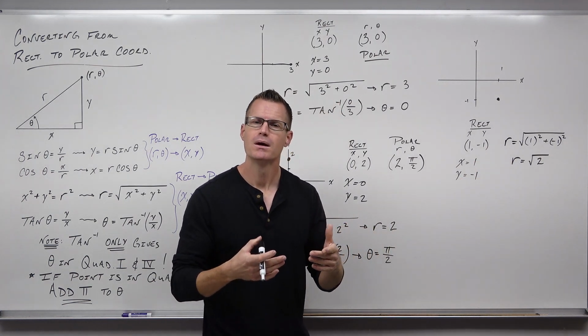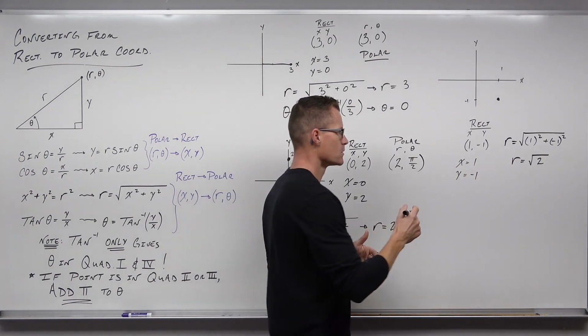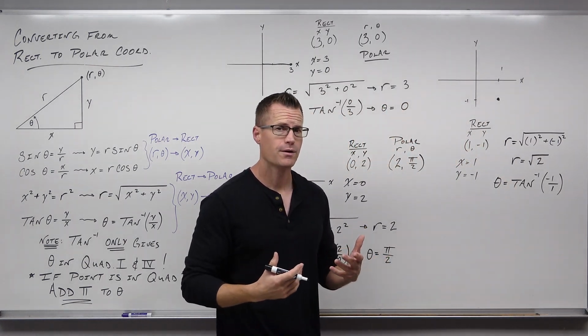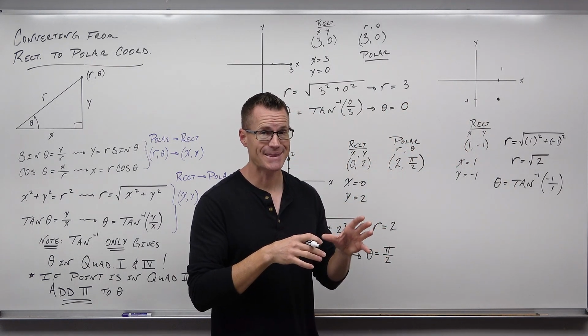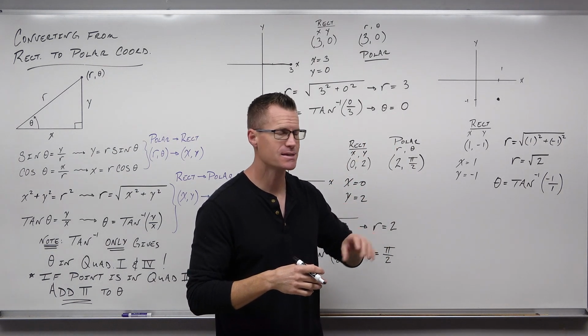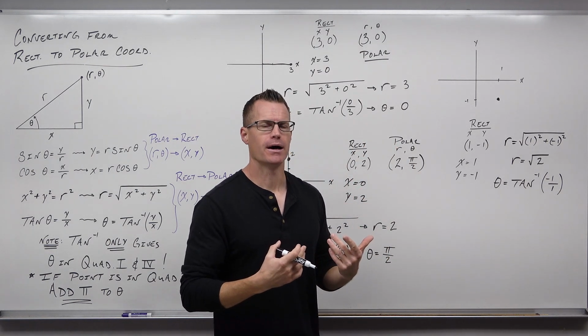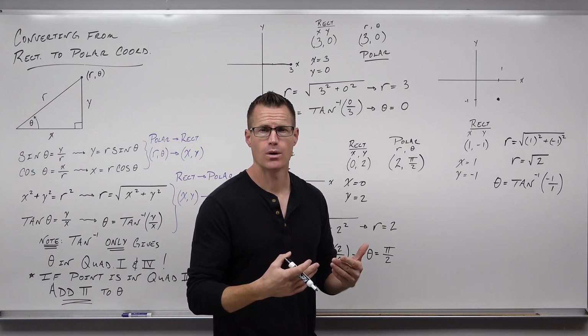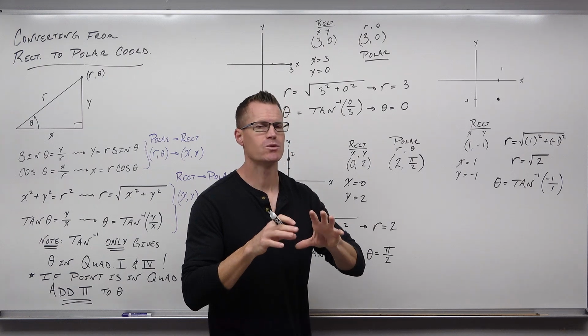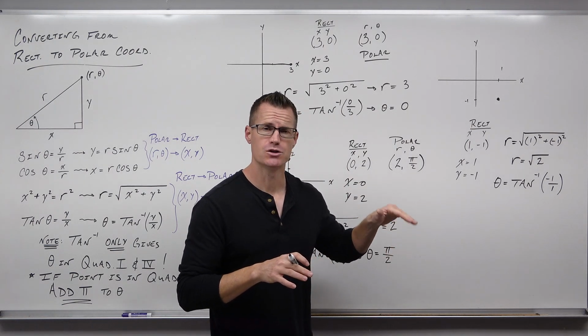How do we find theta? Well, we do tan inverse of y over x, and we really want to make sure we get that as y over x. That's why we label it. So we go, okay, y is this, x is this. Now we think about that. So tangent inverse of -1. What in the world is tangent inverse of -1? Tangent inverse only gives you out angles from -pi/2 to pi/2.